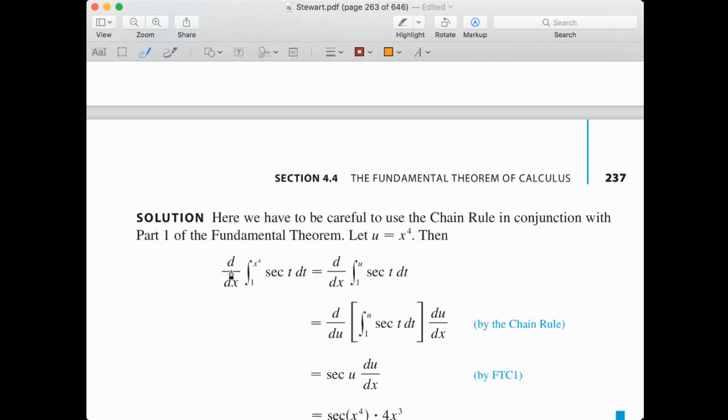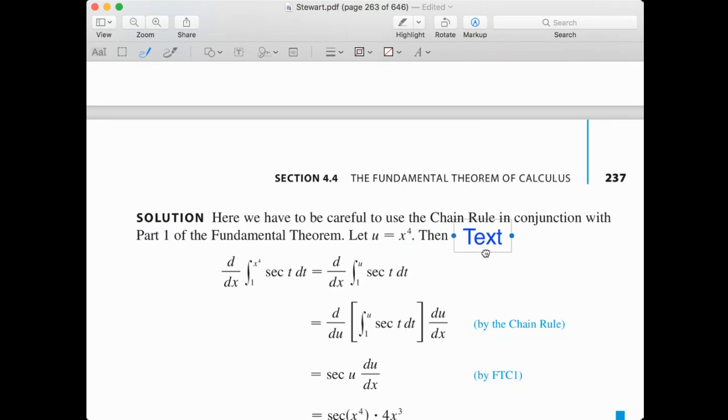So then d/dx of the integral from 1 up to x to the 4th of secant t dt, we can rewrite as d/dx of the integral from 1 up to u of secant t dt. But here is u, here is x. It's not consistent. We have to keep the variable consistent, which means we substitute x to the 4th with u. We also have to substitute d/dx into d/du.